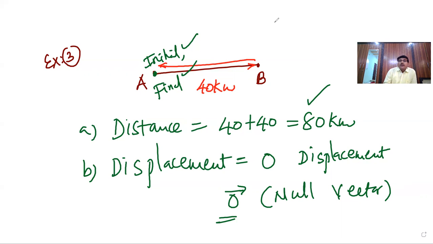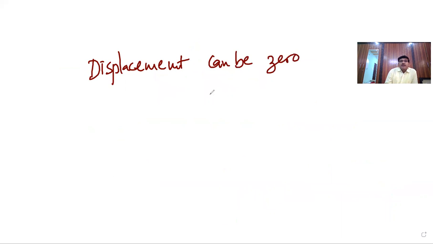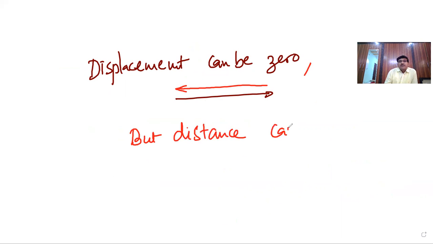Clear? Now, in conclusion, I would like to add that displacement can be zero. In the above case, it has become zero, because it has gone this side, again it came back like this. So displacement can be zero, but distance cannot be zero.